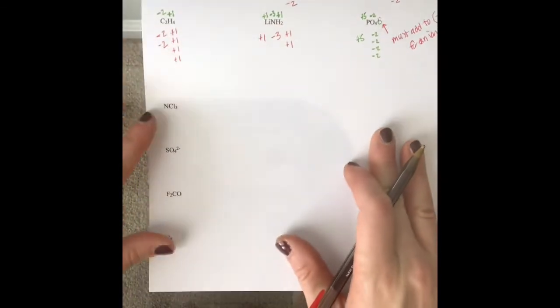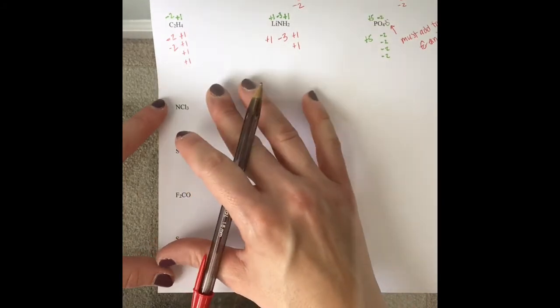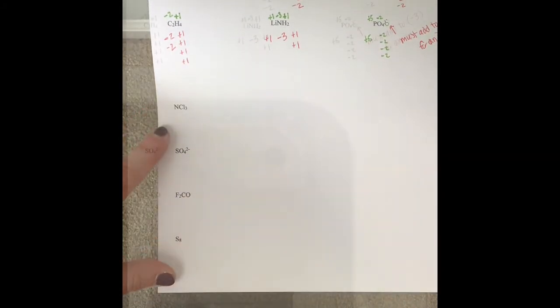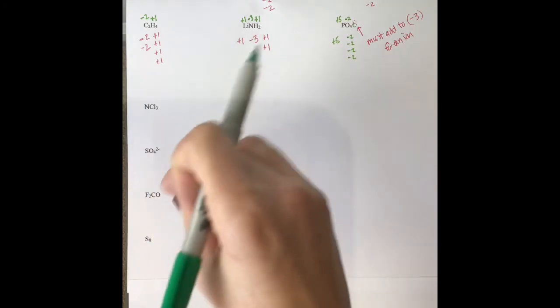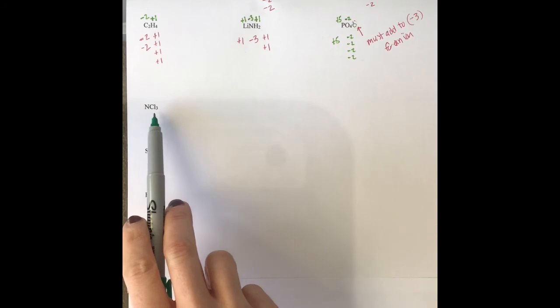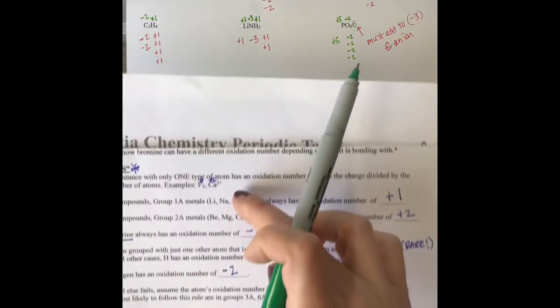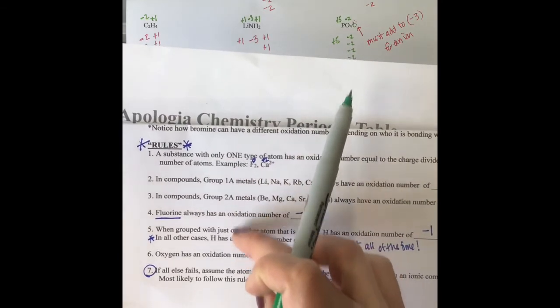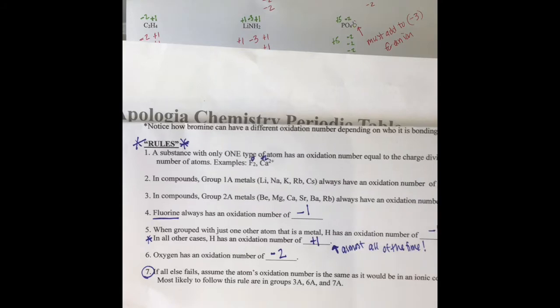Okay, I would like you to try these last 4 examples by yourself to see if you really have the hang of this, and then come back and we'll check the work together. Okay, let's take a look at this last section here. If you can do these with ease, then you really have a good grasp on these rules and assigning oxidation numbers. So for nitrogen trichloride, nitrogen and chlorine do not fall under any of these rules 1 through 6. So that's when we would use rule 7.